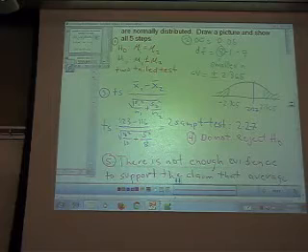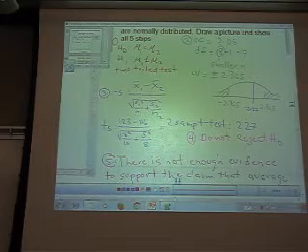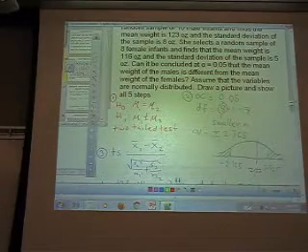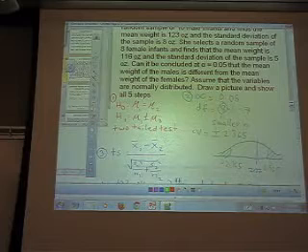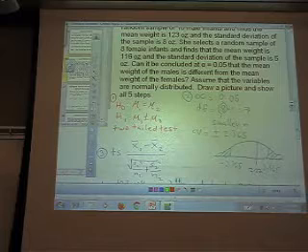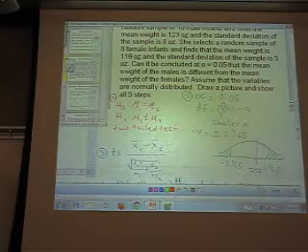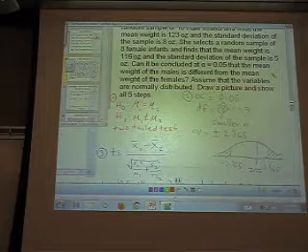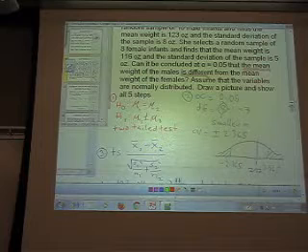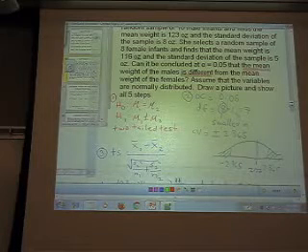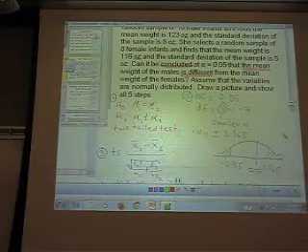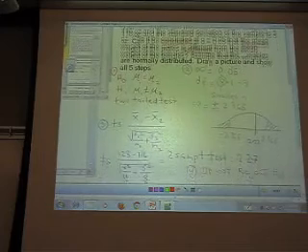Well, step one is to establish your claim. H naught is mu1 equals mu2. H1 is mu1 not equals mu2, which is your claim. How do you know it's that? Because it says so over there. Over where? That the mean weight of males is different from the mean weight of females. Could it be concluded that the mean weight is different? So different means not equal. Great. So it's a two-tailed test.